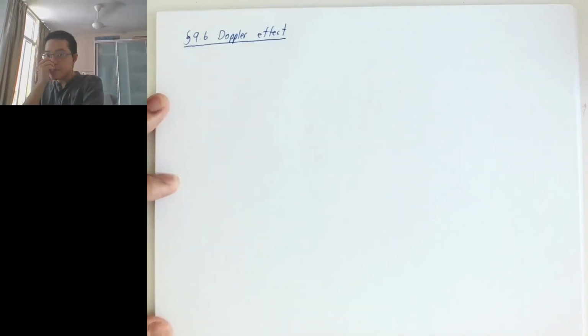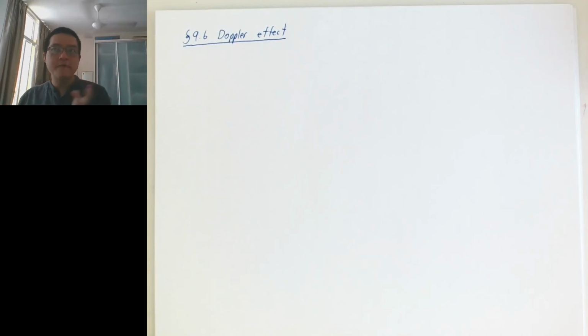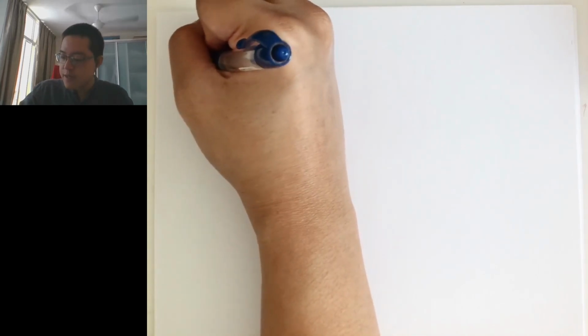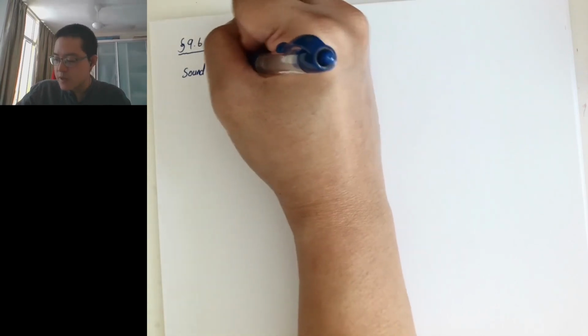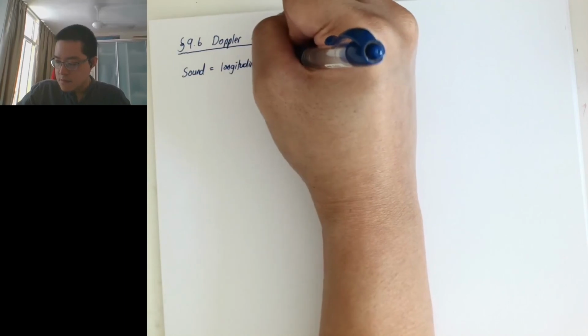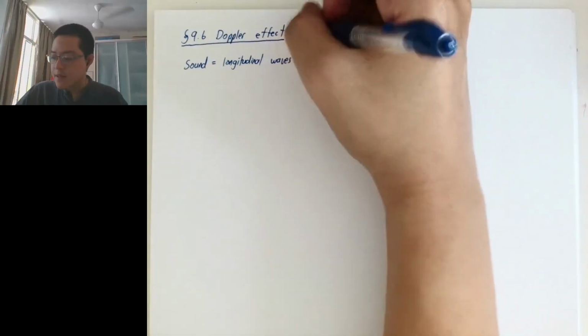So this time, just now for double slit is interference of light. Now I'm talking about Doppler effect where my wave now is sound. I want to study the special case where sound is the longitudinal wave. Okay, so remember that wave is the disturbance of a medium, right? The medium is air.